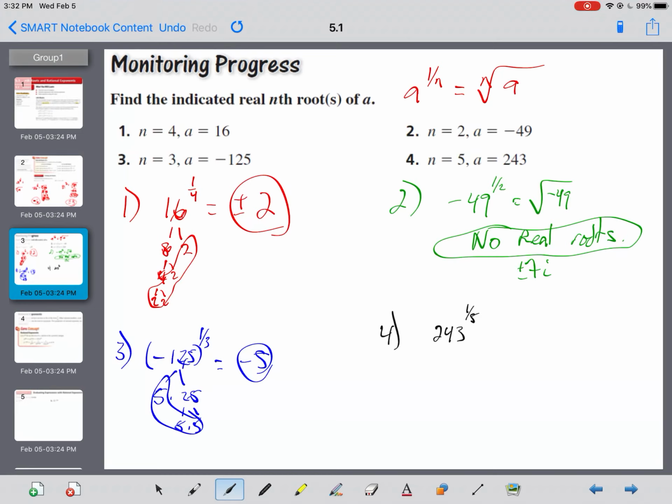Let's see. What goes into 243? 2 plus 4 is 6, 7, 8, 9. 3 does. 3 goes into 24, 81 times. That's 9 times 9. That's 3 times 3 times 3 times 3 times 3. It's 5 3s, so it is 3.